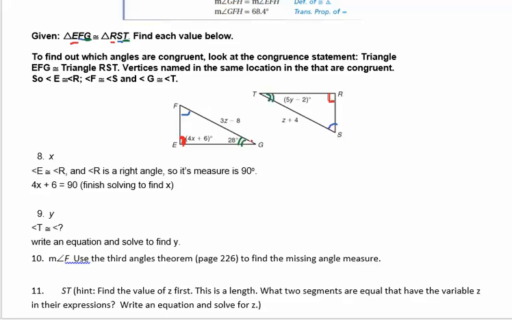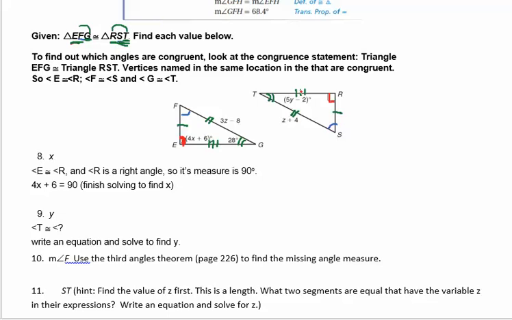So I'll mark those with a different number of angle marks. Then we also know that the sides, like side EF, would be the same as side RS. FG would be the same as ST. And then EG would be the same as RT. So notice that I used 1, 2, or 3 tick marks to show that I have 3 different pairs of congruent sides.